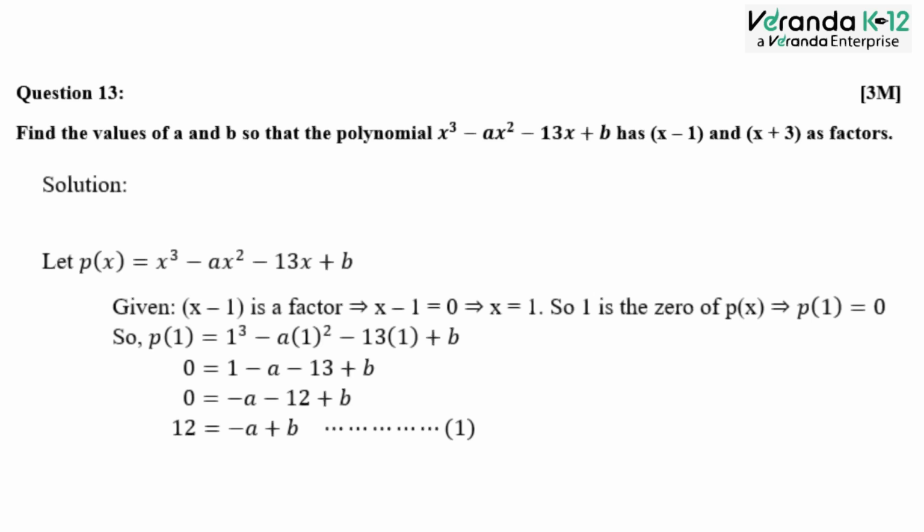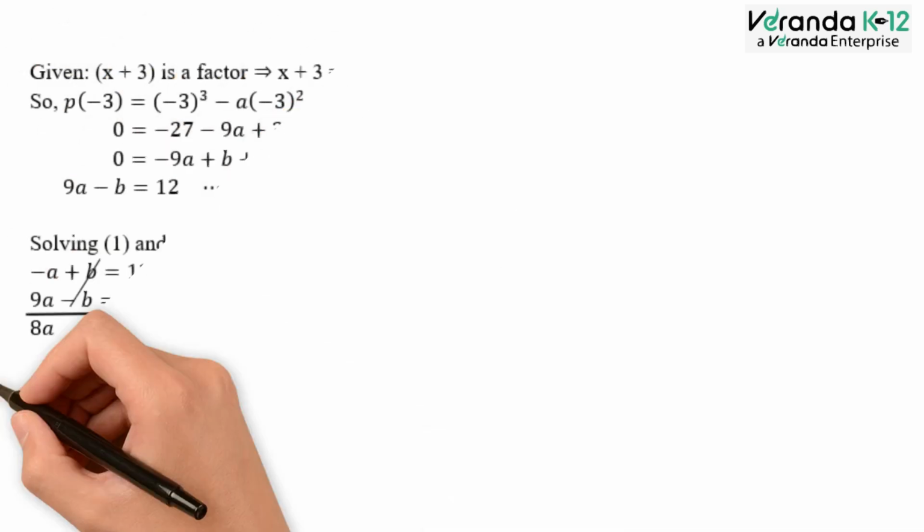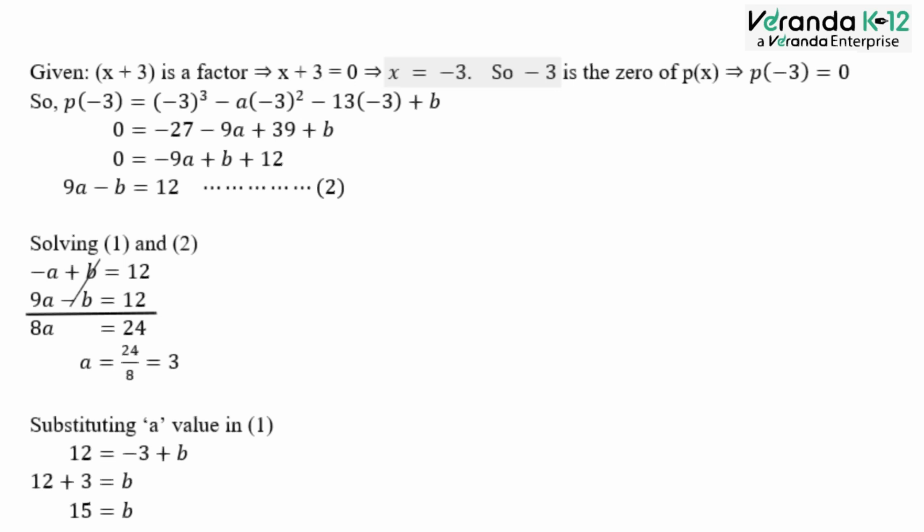Let it be equation 1. It is also given that x plus 3 is a factor, which implies minus 3 is a zero of the polynomial. So, find p of minus 3. By simplification, we get an equation 9a minus b is equal to 12. Let it be the second equation.